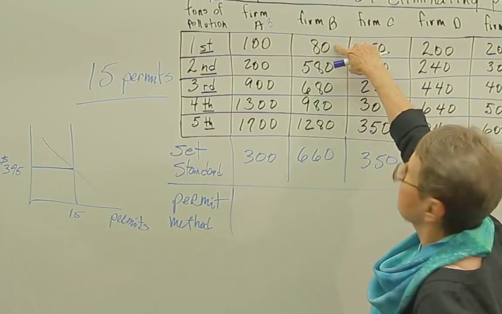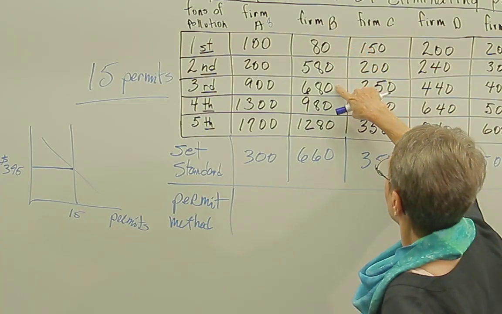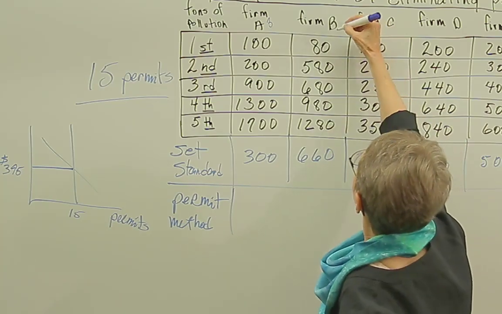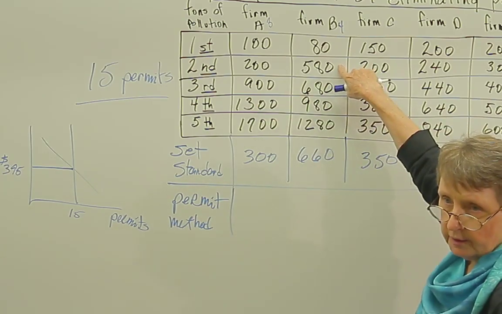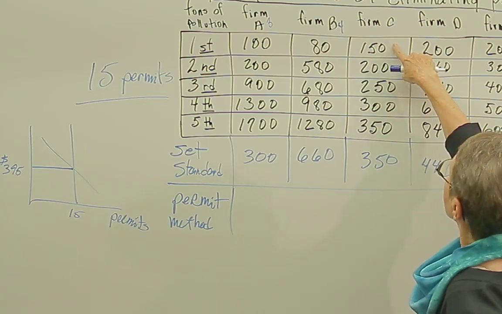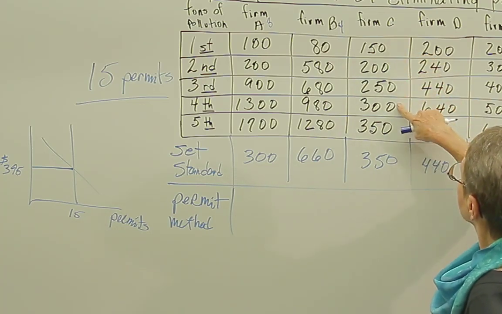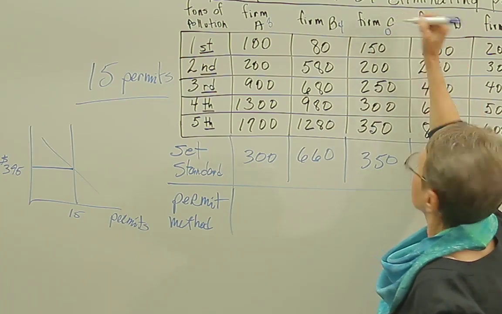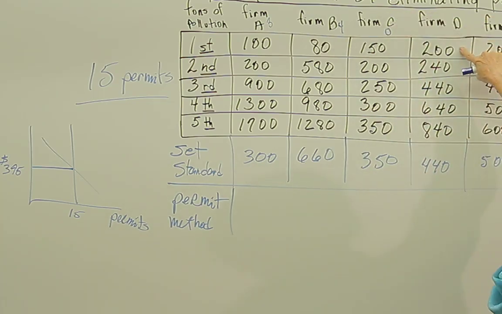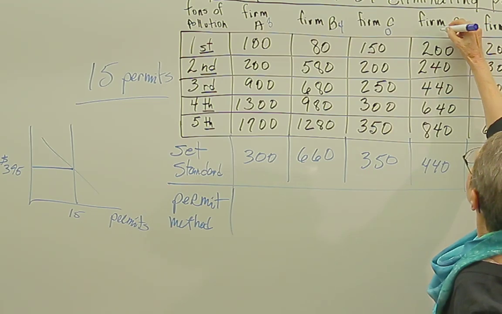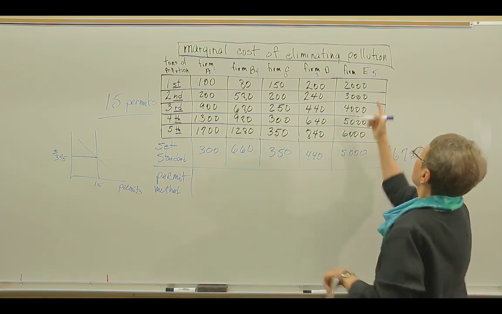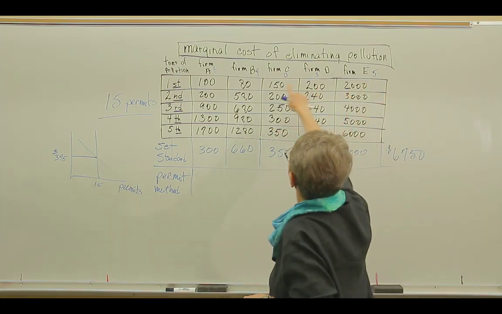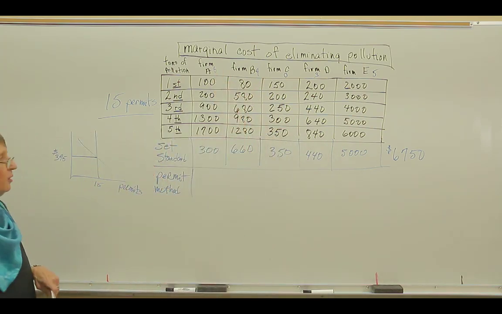What about firm B? Clean up. Buy, buy, buy, buy, right? Firm B is going to buy 4 permits, because spending $395 and not having to clean this up is better than spending $580 and cleaning it up. How about firm C? Clean up, clean up, clean up, clean up, clean up. No permits. How about firm D? Clean up, clean up, buy, buy, buy, right? 3. How about firm E? 5, right? Have we sold 15 permits? 3, 4, 0, 3, 5, so 5, 8, 15. So we've sold our 15 permits.